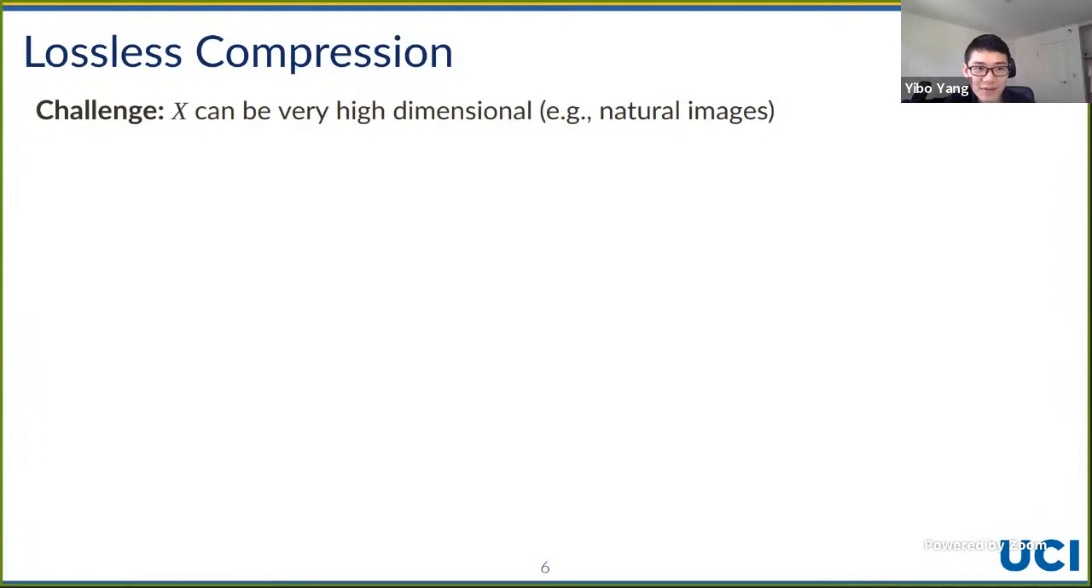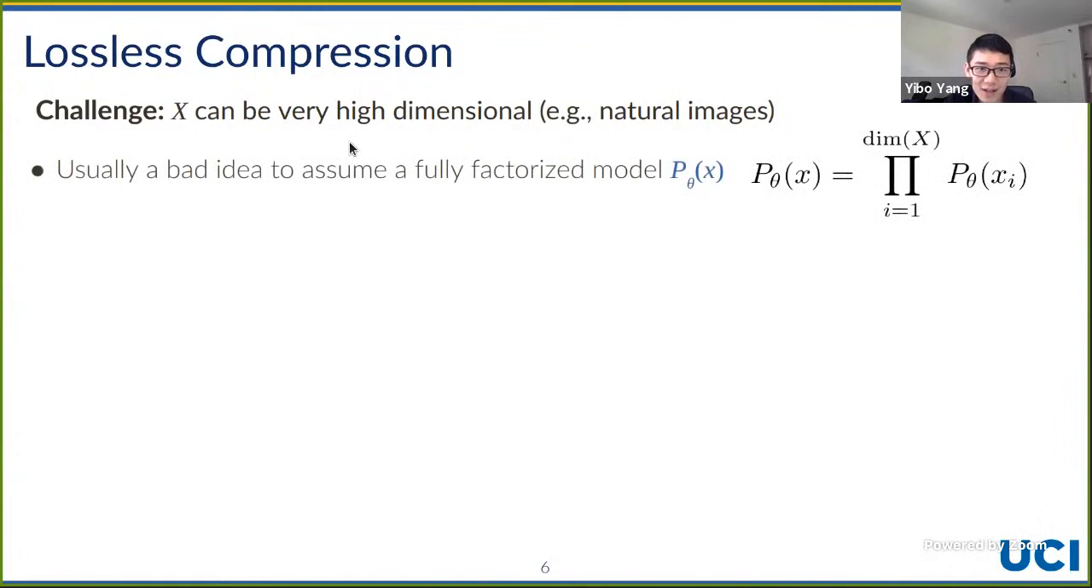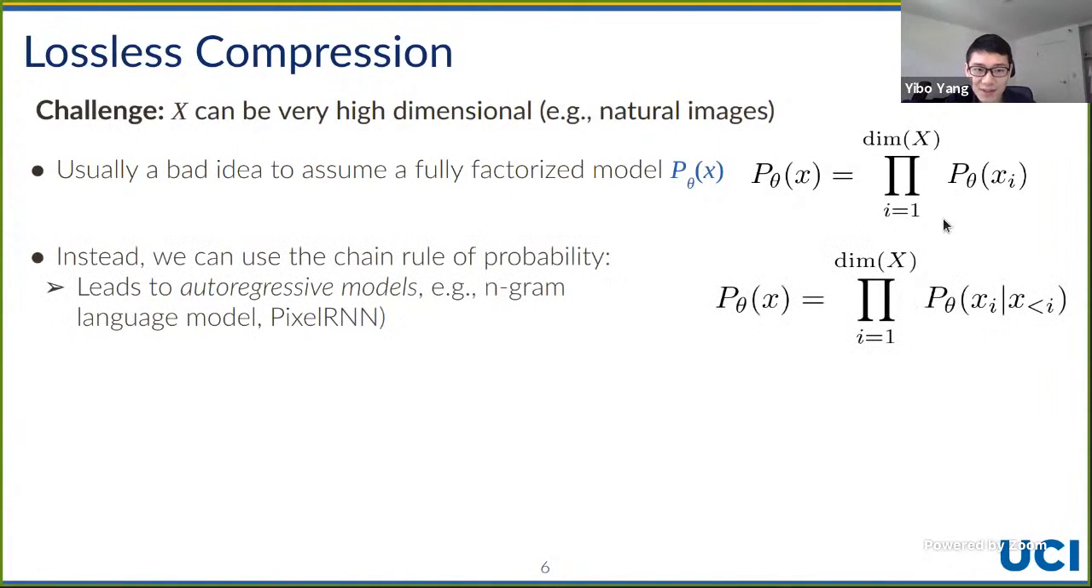But there are still some challenges associated with lossless compression, especially when the source is very high dimensional. For example, when you're looking at natural images, it has millions of pixels. So how do you design your statistical model for your source? We could start with something simple. So we could assume that our model distribution is fully factorized across all the dimensions of the source. But it's usually a bad idea. And instead, there are other ways of tackling this problem.